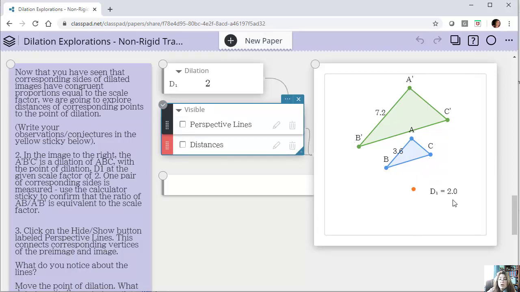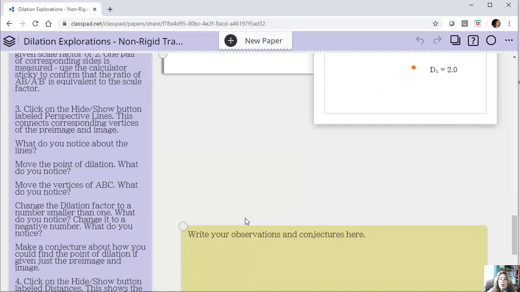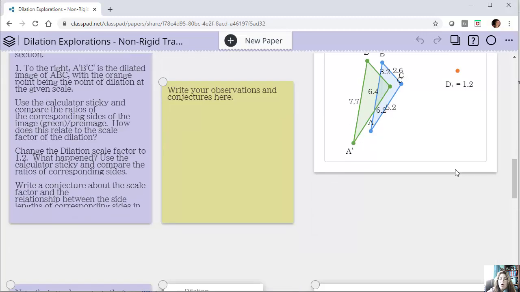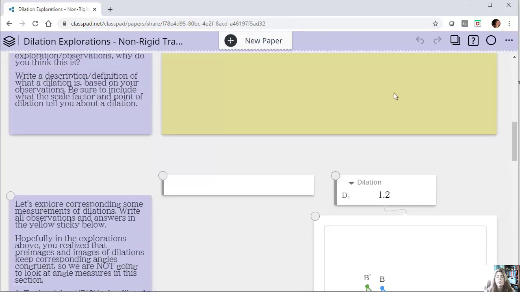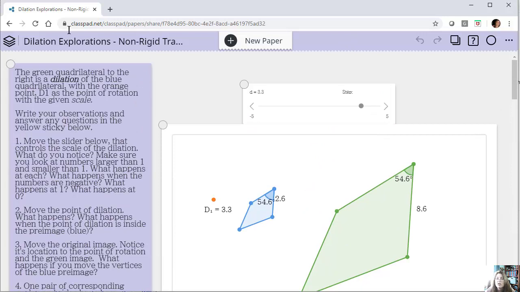So by the end of all this, they're just going to really understand how important the scale factor is, how they can find a point of dilation if they just have the two images, what's the relationship between corresponding sides and the scale factor, and also what's the relationship of corresponding angles. So that's the whole point of this series of investigations about dilation. So hopefully by the end they really have an understanding of what dilations do, how sides are related, how that scale factor really impacts everything, those types of things.